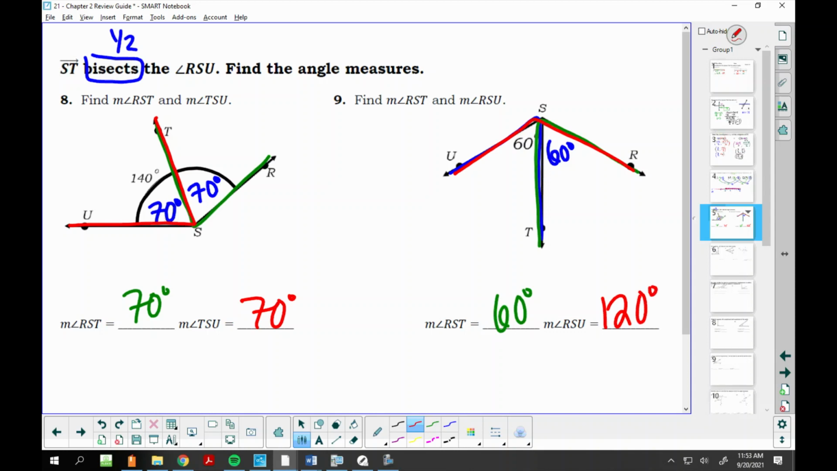The ones on your test are going to have variables. They're not just going to be numbers like this. So I think I added some at the end of your packet, which we'll get to.